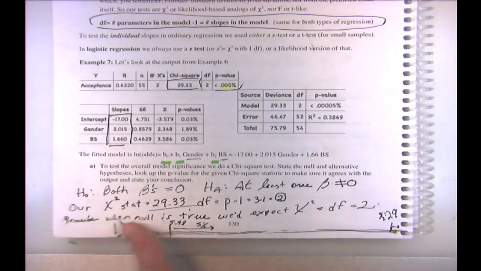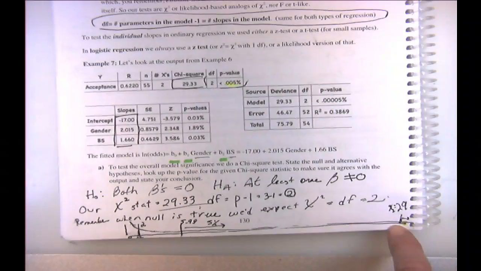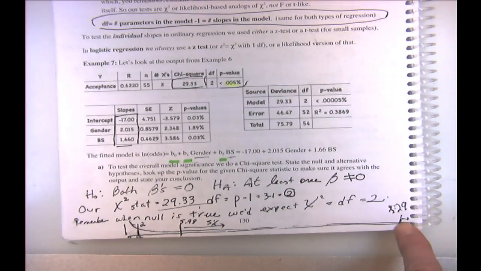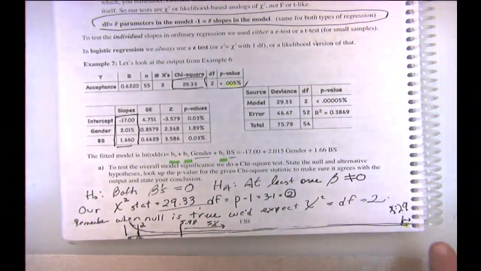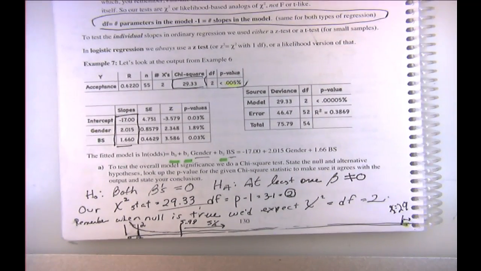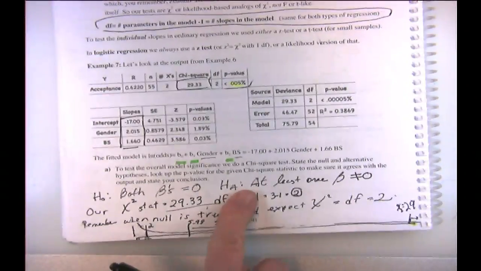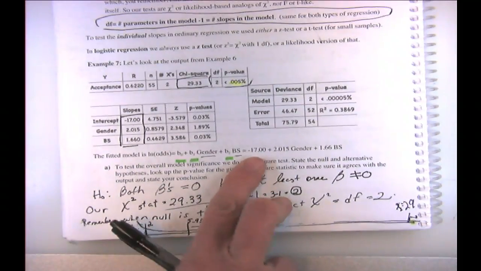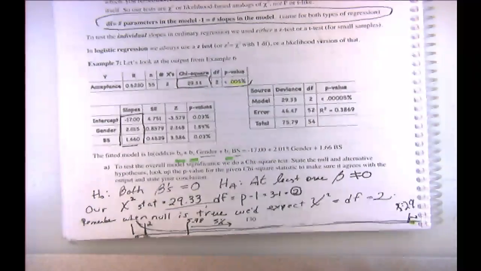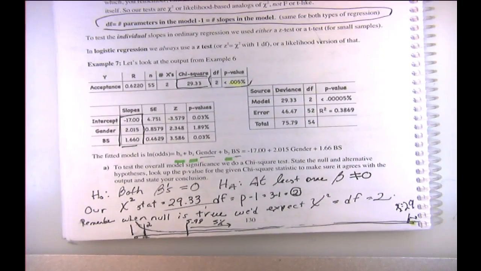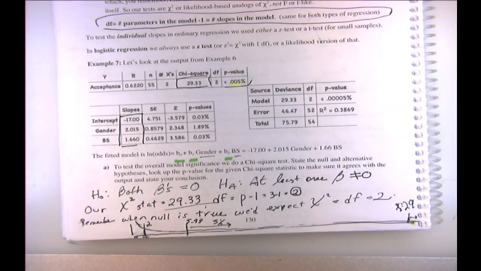The probability of getting this, if this model was completely null, if those slopes were 0, is tiny. Doesn't that make sense? Because what we're saying is that the biological science score wouldn't make any difference to your score. And of course it makes some difference. That's probably the most important part of the MCAT, so it's kind of a silly thing to test.